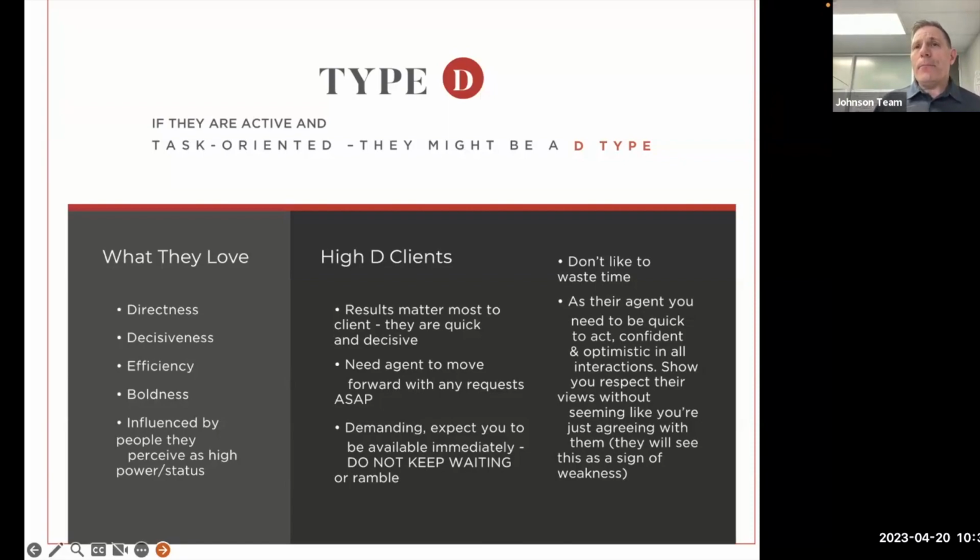When I'm teaching this, your true D is a Donald Trump, where they will go through anything to get to the outcome, to get to the win, to the race. So again, 3% of the people that you deal with are Ds.